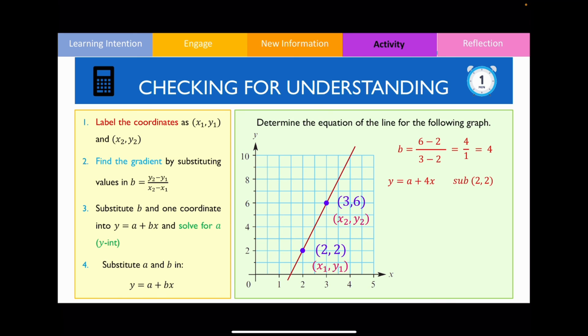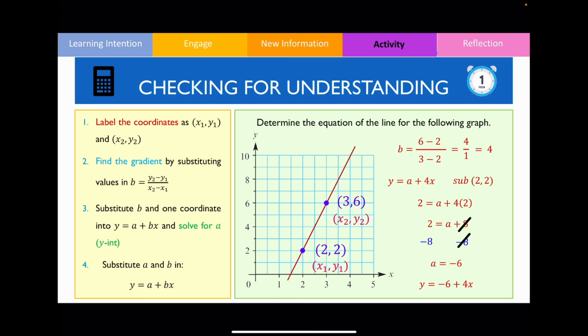I'm going to substitute 2, 2. And if you've done this successfully, you should have got your a value as -6. So that's my y-intercept value. So therefore, your equation should be y is equal to -6 plus 4x.